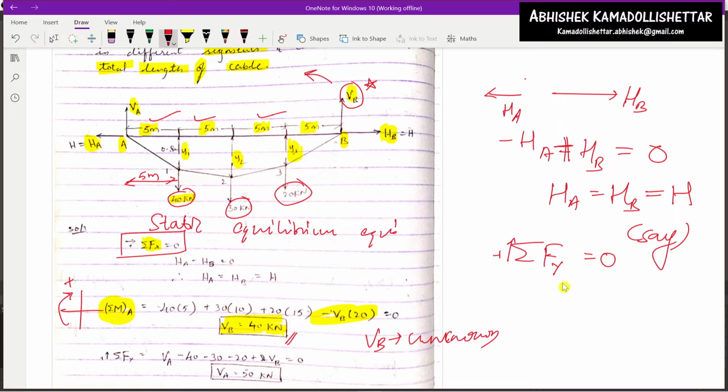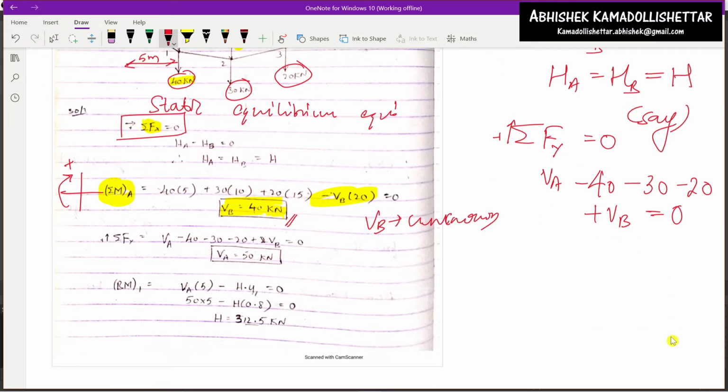Now according to this, VA minus 40, minus 30, minus 20, which are loads pointed downward, and again upward is plus VB equal to 0. So 70, 20, 90, so VA plus VB equal to 90. But we already have the VB value, VB is 40, so VA is 90 minus 40, which is 50. So VA is 50 kilonewton.